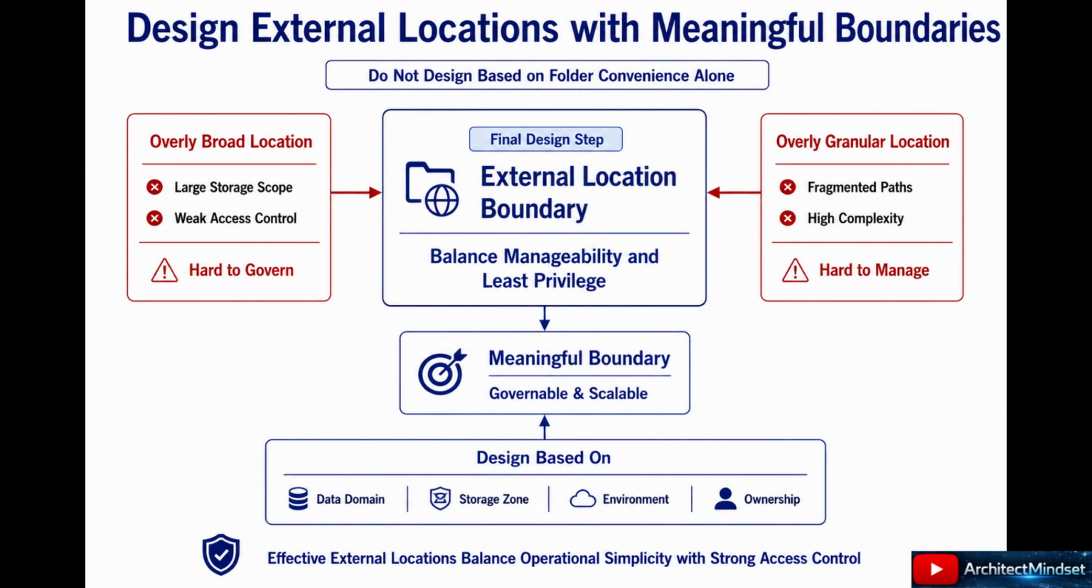After that, create external locations at meaningful path boundaries. A location should be broad enough to be manageable, but narrow enough to support least privilege. Think in terms of data domains, zones, environments, and ownership, not only folder convenience.